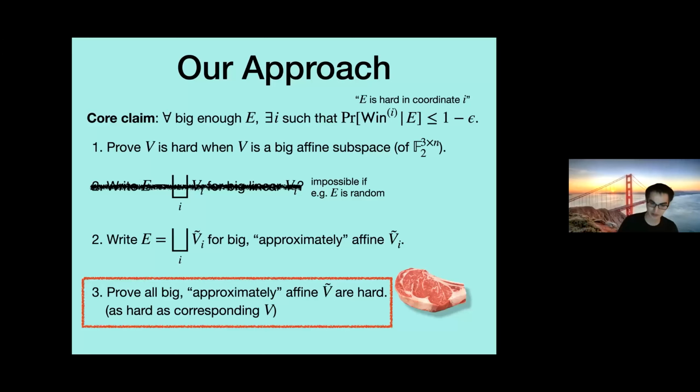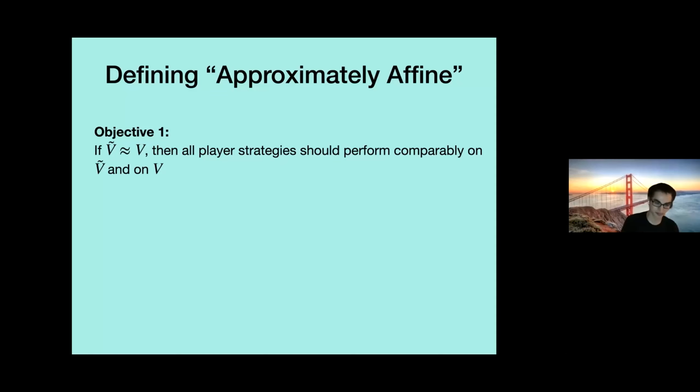Okay, so what does it mean? How can we say that an event is approximately affine? Well, there are two competing objectives that we want for our definition. The first thing that we want is that if you have some, say, v tilde, which is approximately like an affine subspace V, then v tilde and V should be comparably hard. So that means that if you have a strategy that works well conditioned on v tilde, then it should also work well conditioned on V, or something like that.